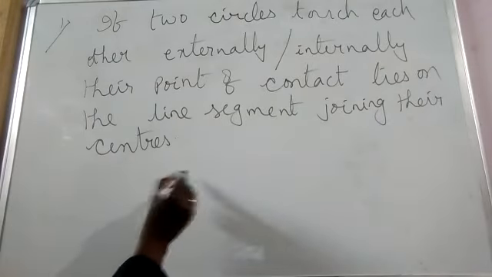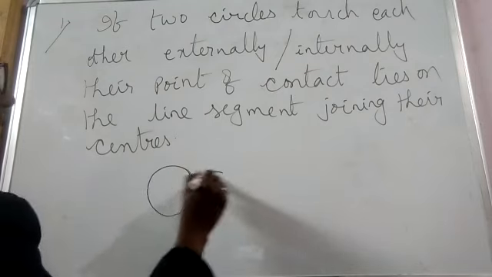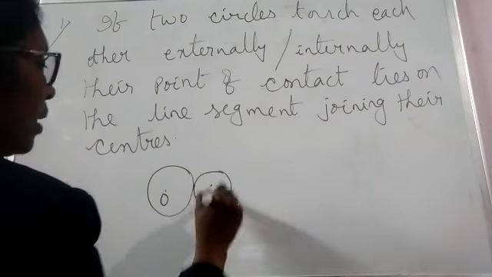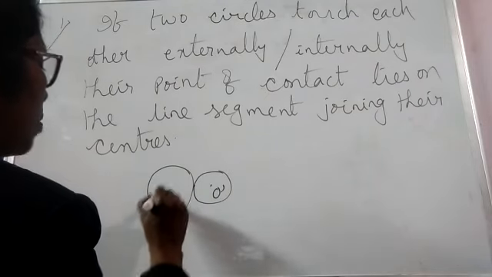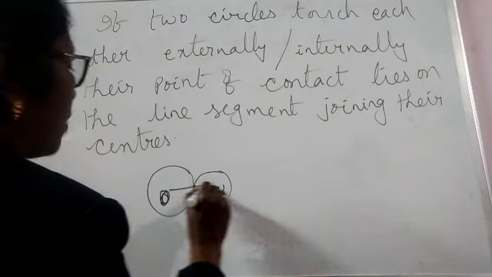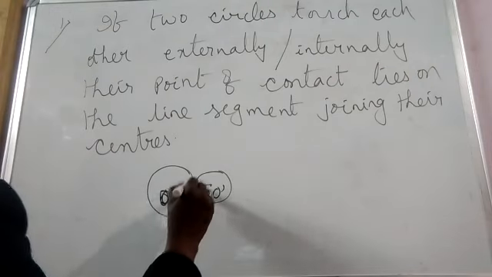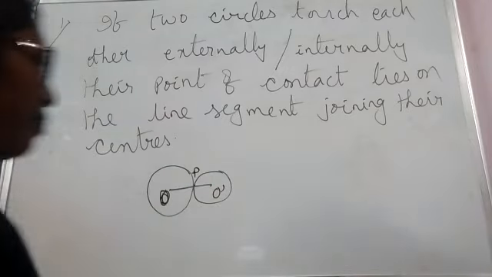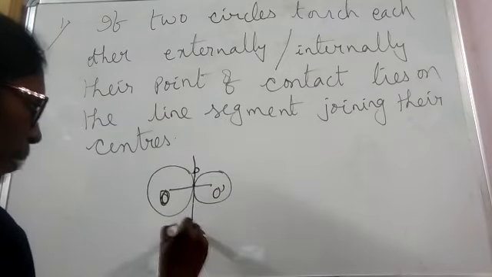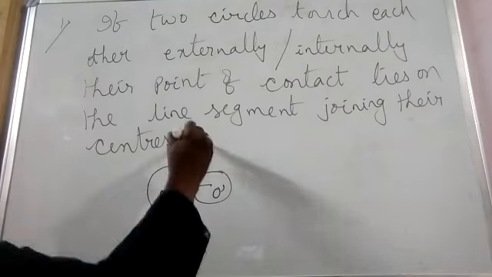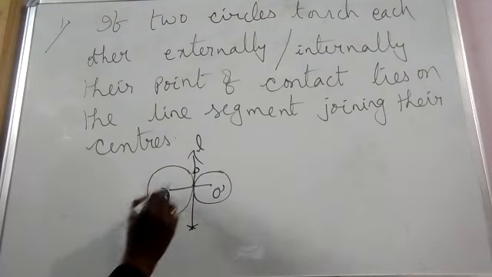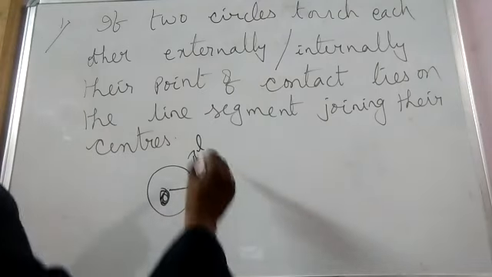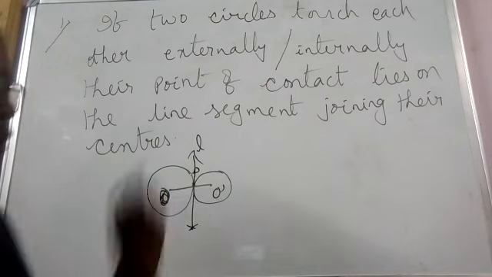Let me draw this. These two circles are touching each other externally. Let the centers be O and O dash. When we join these two, this is the point of contact. P lies on OO dash. That is the property. Let us draw a line through P. This line L is touching the circle with center O at the point P. And also this line is touching the circle with center O dash at the same point.